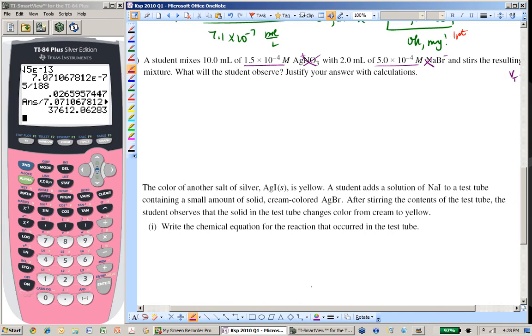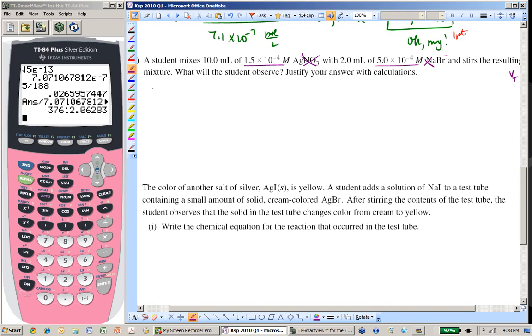What will the student observe? Justify your answer with calculations. Well, you're either going to make a precipitate or you're not. So "what would the student observe" is just a chicken way of asking if a precipitate is going to form or not. So let's solve for each ion's final concentration, get a QSP, compare it to a KSP, and the student will either observe solid occurring in the test tube or nothing, which is not expected because that's kind of boring.